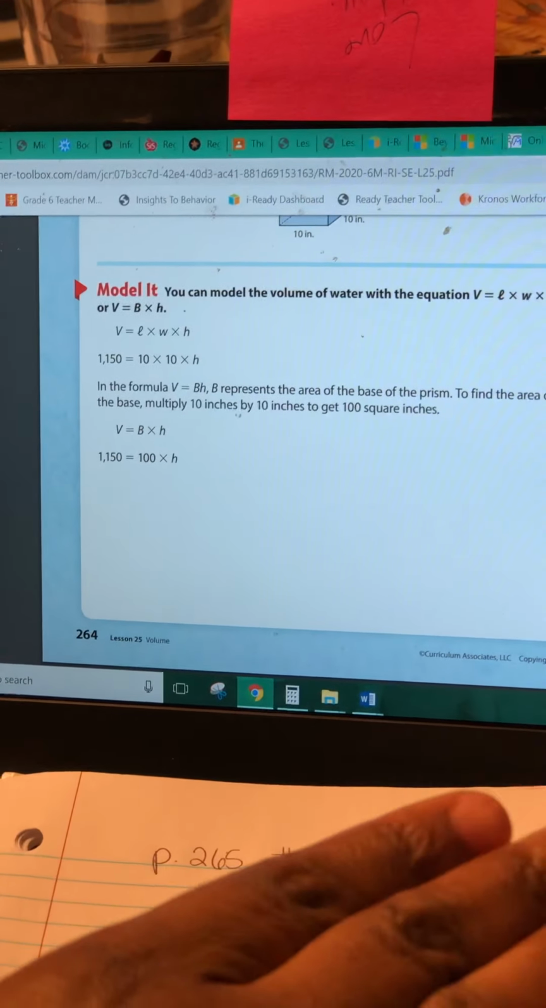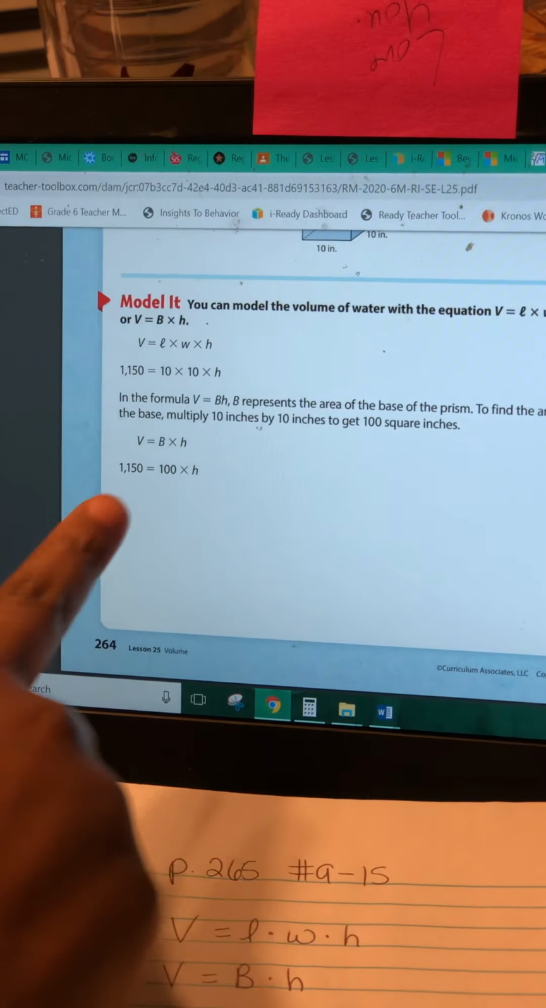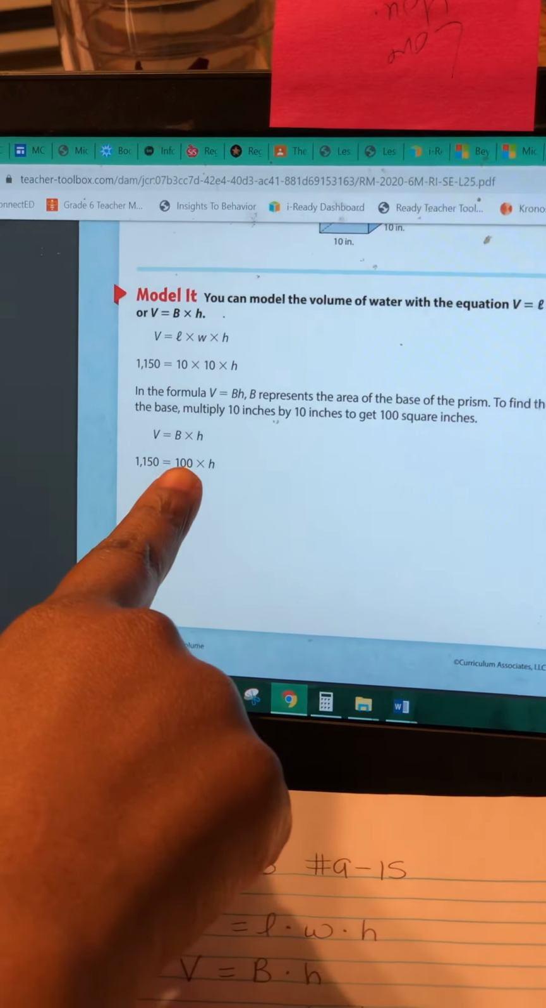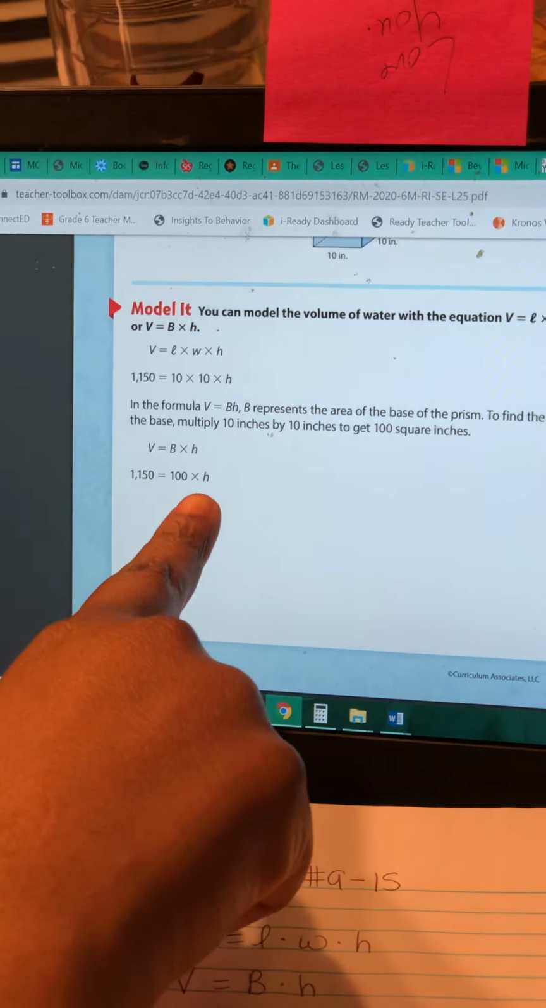So basically all we're doing, just to put this in simple terms for you guys, you actually take the volume and you divide it by the product of those two numbers that you multiply. Remember, product means the answer from multiplying numbers. The answer from multiplying numbers is a product, okay?